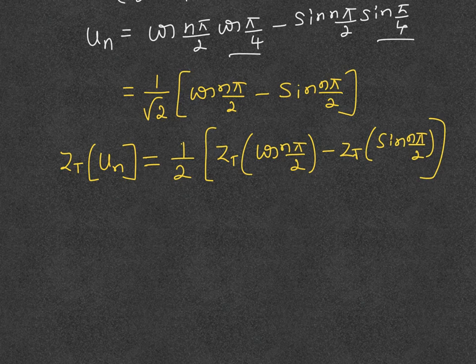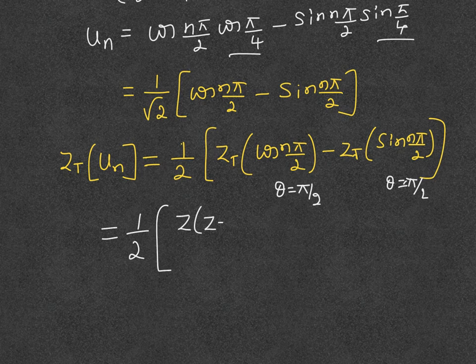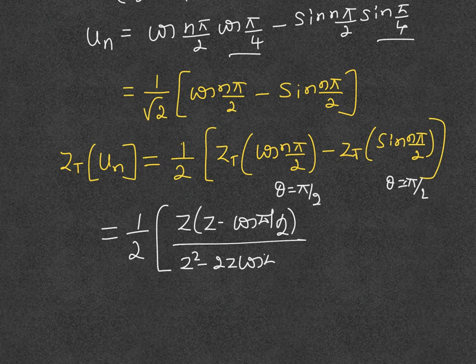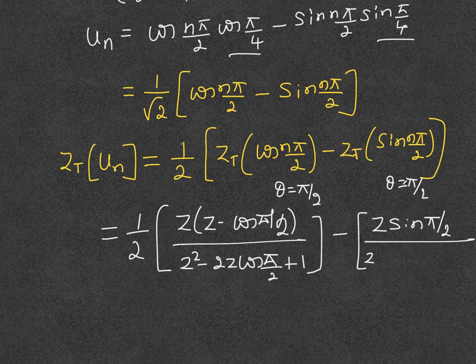So here theta is what, comparing with the standard result, theta is pi by 2 in both cases. Substituting theta as pi by 2 in our standard formula, 1 by root 2 z into z minus cos pi by 2 divided by z square minus 2z cos pi by 2 plus 1, next minus z sin pi by 2 divided by z square minus 2z cos pi by 2 plus 1. So 1 by root 2 is common.